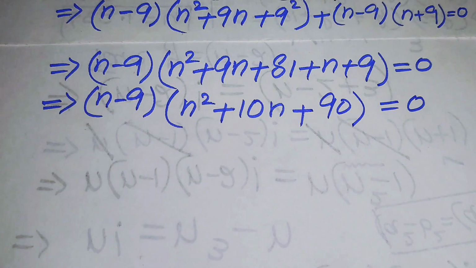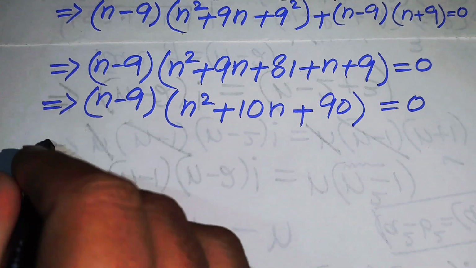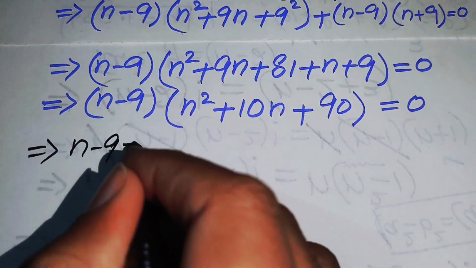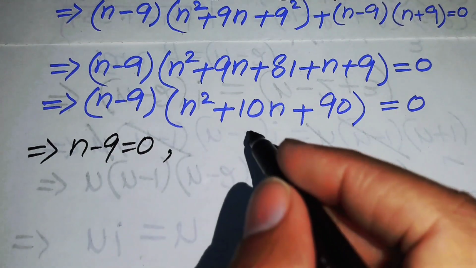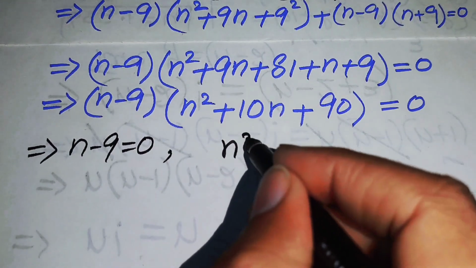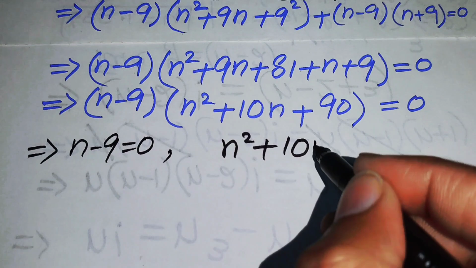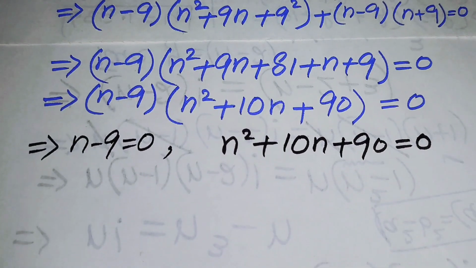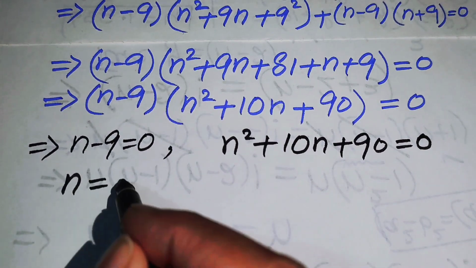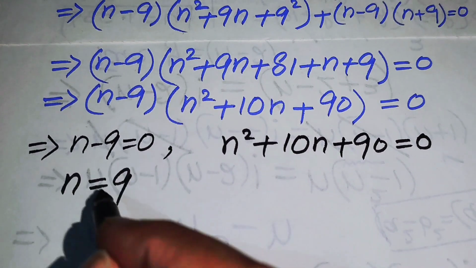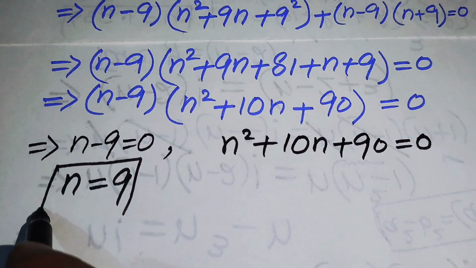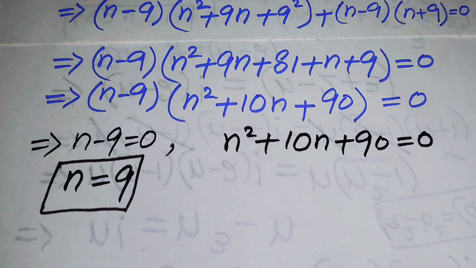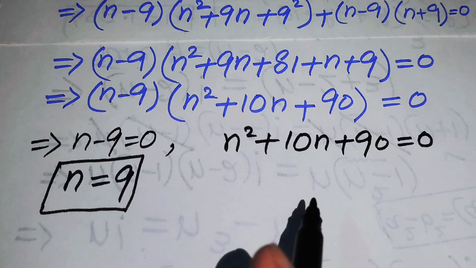So here we have two cases. Our first case is we take n minus 9 equals 0, and the second case is we take n squared plus 10n plus 90 equals 0. In the first case you get the value of n equals 9. So this is our first real root. Now in order to find the other roots, we need to solve this quadratic equation.